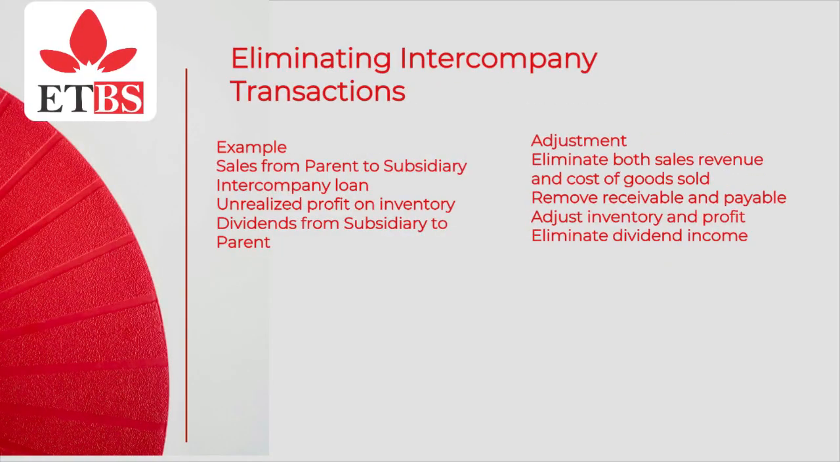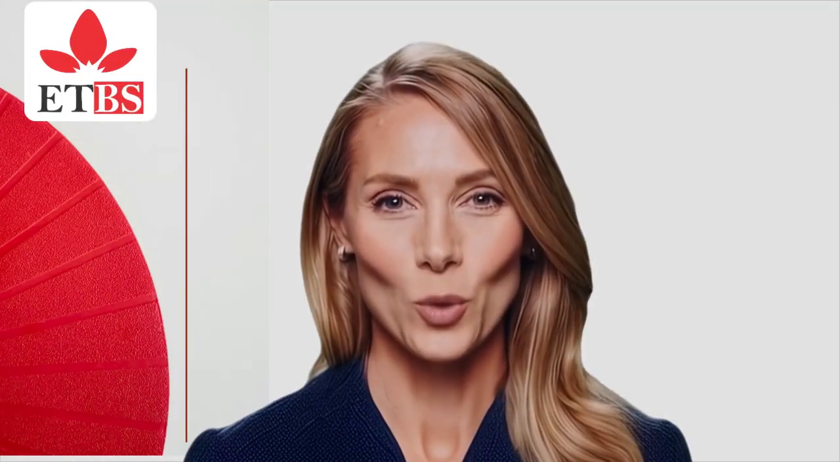Eliminating intercompany transactions. These transactions must be eliminated because they do not represent external activity. In this course, we will be using example and adjustment in our table. 1. Sales from parent to subsidiary: eliminate both sales revenue and cost of goods sold. 2. Intercompany loan: remove receivable and payable. Unrealized profit on inventory: adjust inventory and profit. 3. Dividends from subsidiary to parent: eliminate dividend income.